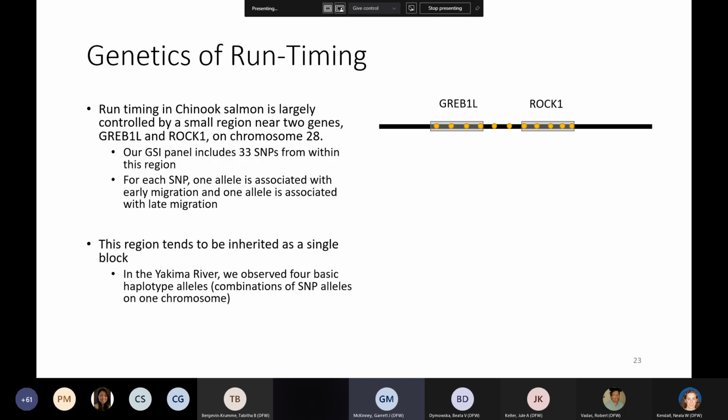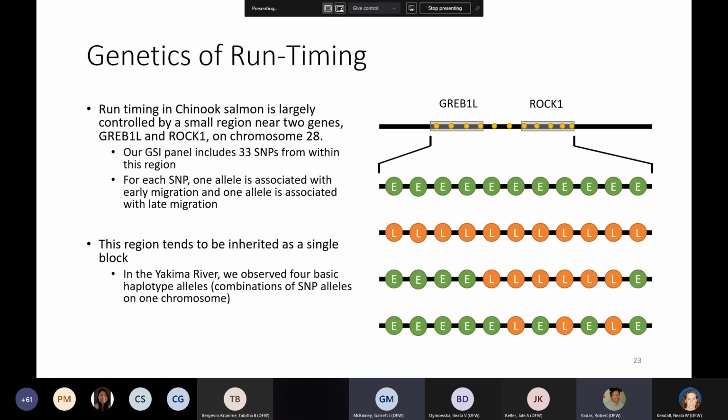And when we look at how they're inherited, we see 4 basic haplotypes, which are just combinations of the alleles of each of these markers. We see one haplotype that is all early alleles. We see one that's all late alleles. And then we see 2 that we call recombinants. So the first half of those markers are early alleles, and then the second half is late alleles. But some of the specific variants differ in early and late alleles between these 2 recombinants.